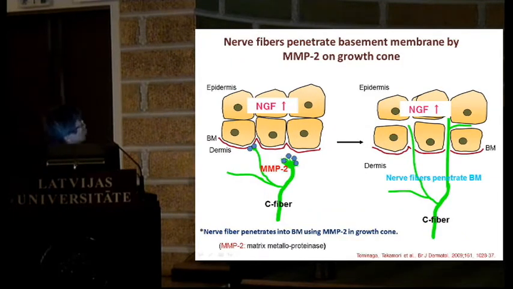Experimental results show that nerve fibers penetrate the basement membrane by type 4 collagenase, such as matrix metalloproteinase 2, on growth cones. Matrix metalloproteinase is distributed in the growth cone. Thus, nerve fibers penetrate into the epidermis using matrix metalloproteinase 2.